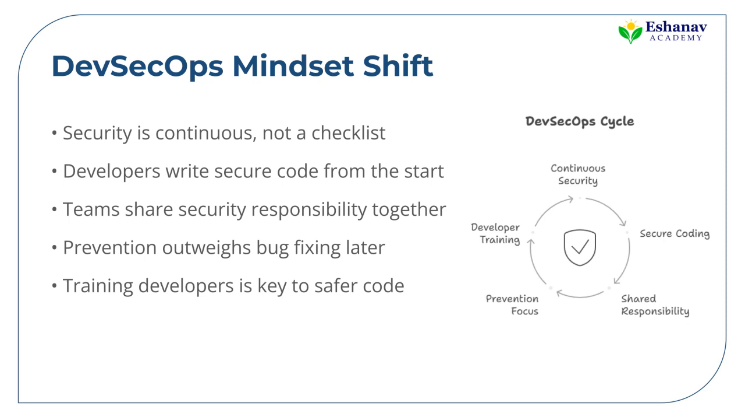Developers are empowered with training and tools. Security is not confined to a silo. It's woven into every commit, every review, every sprint. Instead of rushing to fix bugs, teams work to prevent them. When everyone owns security, safer software becomes the norm, not the exception.